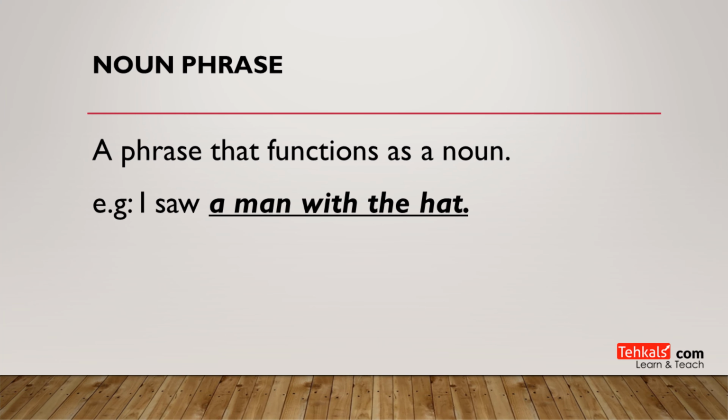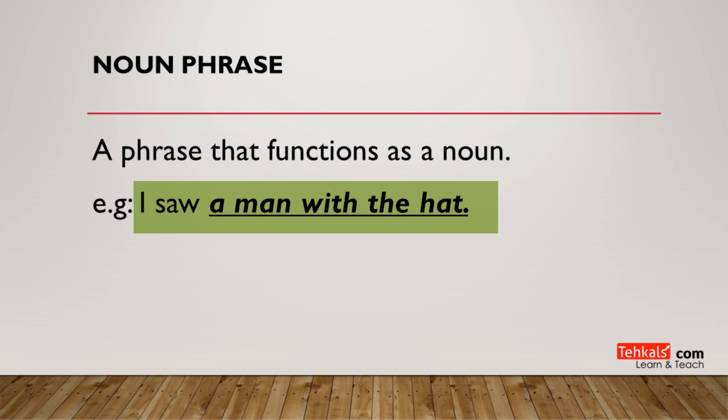Noun phrase. A noun phrase is a group of two or more words that function together as a noun in a sentence. Noun phrases consist of a noun and other words that modify the noun. For example, if we say, I saw a man with a hat, so here in this sentence, a man with a hat is a noun phrase. Why is this a noun phrase? Because it's a group of words without any finite verb in it, and it functions as a noun, so that's why it's a noun phrase.